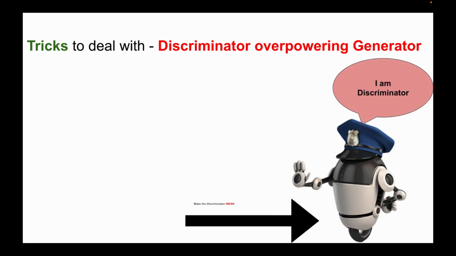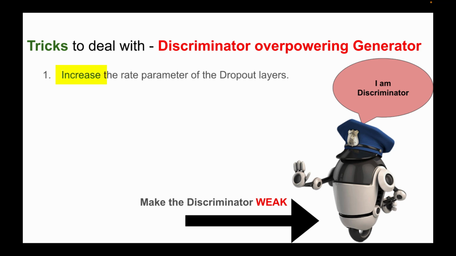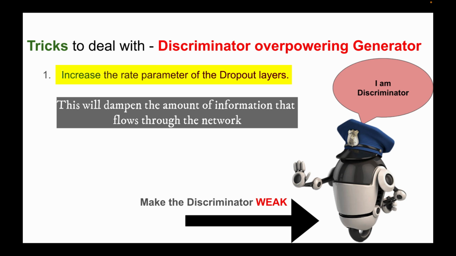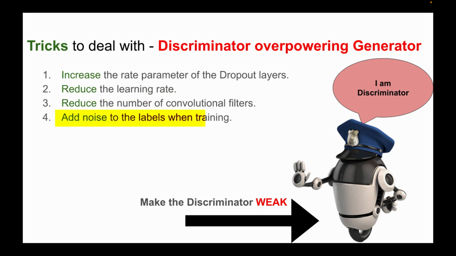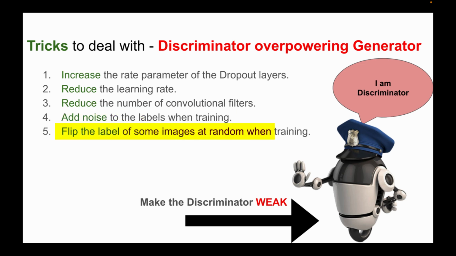We can use some tips and tricks to make the discriminator weak. The first trick that we can use is increasing the rate parameter of the dropout layers. Now this will dampen the amount of information that flows throughout the network. The second thing that we can do is reducing the learning rate of the discriminator. Then we can reduce the number of convolutional filters in the discriminator. Also, we can try adding noise to the labels when training the discriminator. We can also try flipping the label of few images when training the discriminator. And this flipping will be done at random.